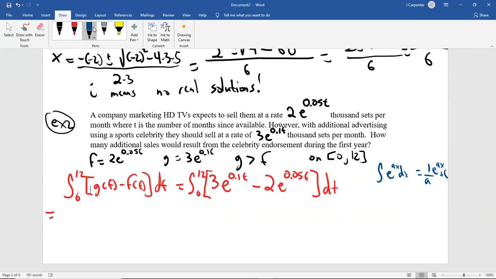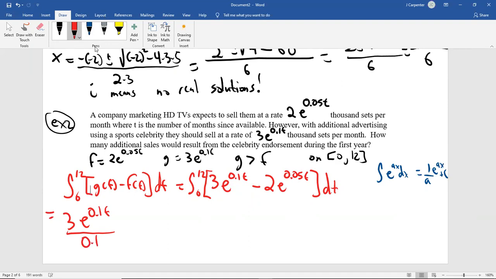Do we really need the 1? No, we can just put it over the a. That's the format of these. Now the 3 and the 2 are going to stay out front, so we have our 3. Then we have our e to the 0.1t, but because there's that 0.1 as a coefficient in the exponent, we divide by the same thing.